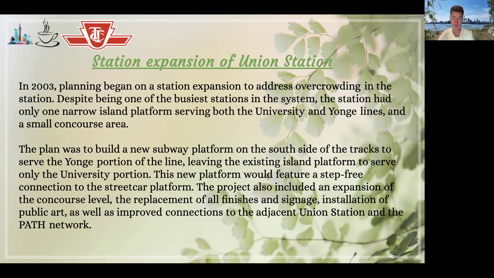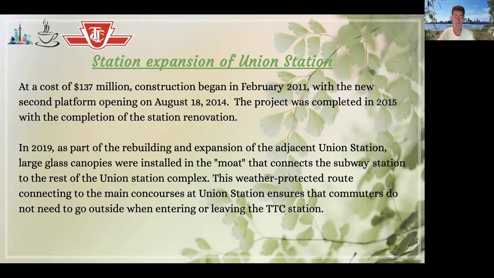The process also included an expansion of the concourse level and the replacement of all finishes and signage, installation of public art, as well as improved connections to the existing Union Station and the PATH network. At a cost of $137 million, construction began in February 2011, with the new second platform opening on August 18. The project was completed in 2015 with the completion of the station renovation.